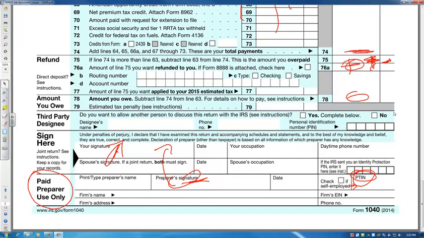So this PTIN's a great protector. You have to file annually to get this from the IRS. There's a $63 charge, but it's very, very worth every dollar when it comes to identity theft. This has been a quick tour of the Form 1040.